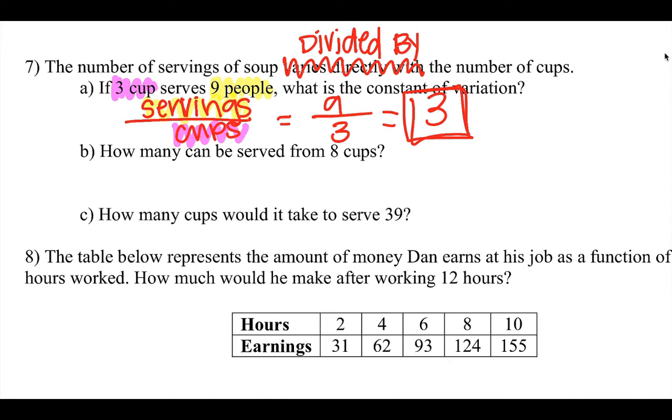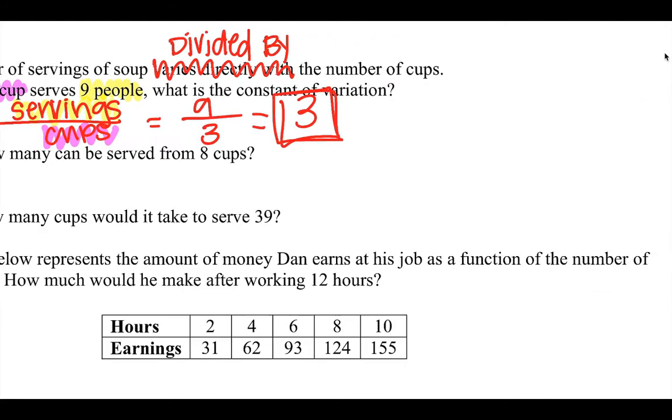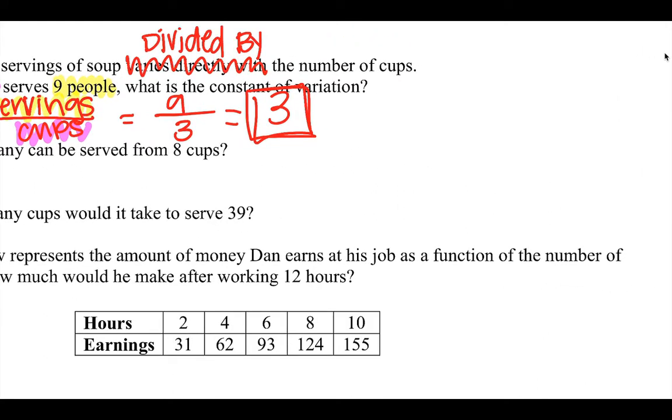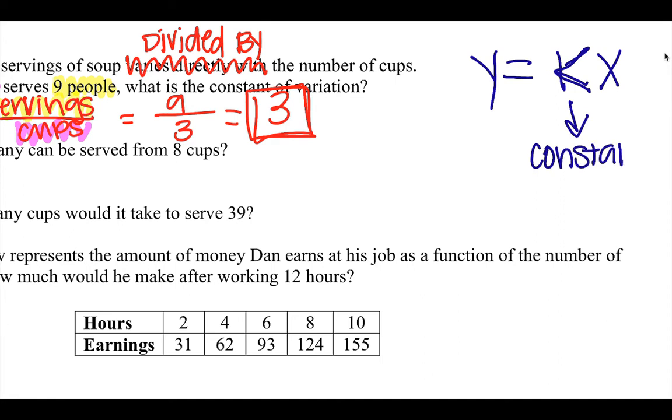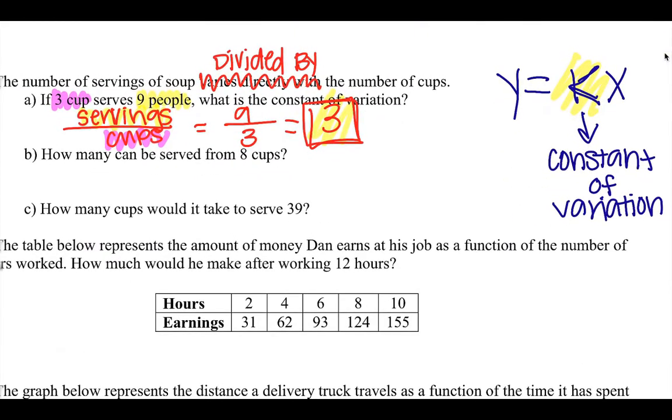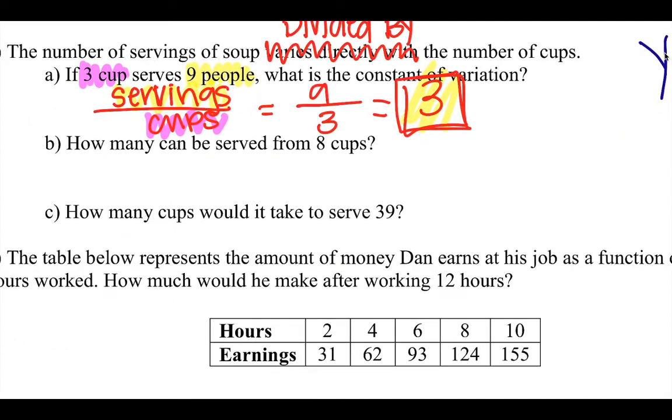So now if I had to write an equation, remember my direct variation equation is y equals kx, where k is the constant of variation. Well, now I have my constant of variation. I said it was 3, so I can plug in what I just found out. So now instead of y equals kx, I have y equals 3x.